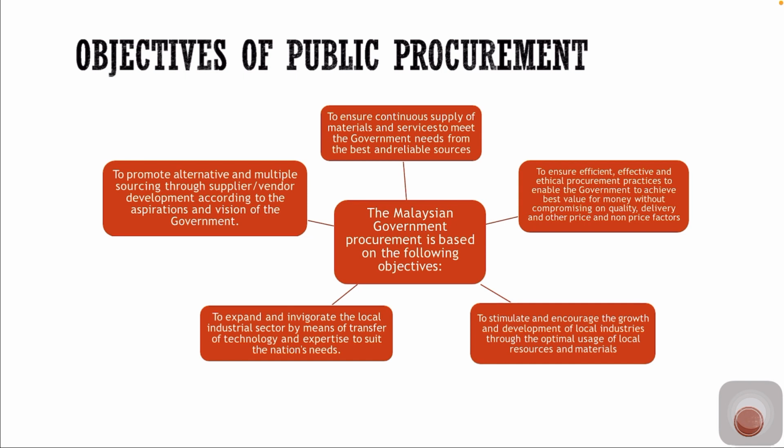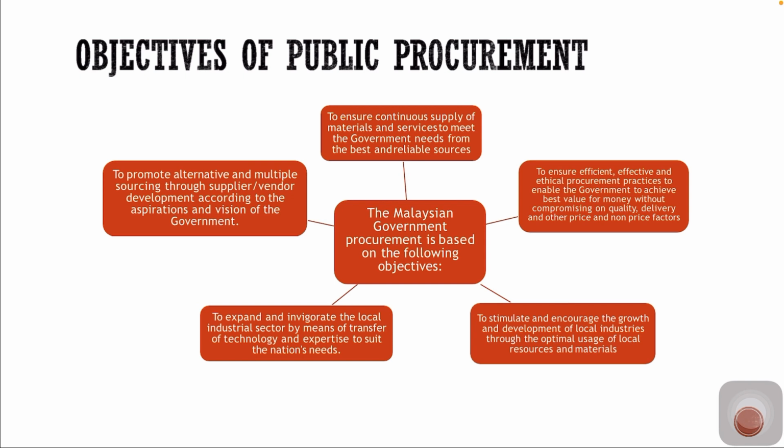Moving on, kita tengok apakah objektif of public procurement. So kita akan start dengan ikut arah jam. Kita akan start daripada pukul 12 ke atas. So first is to ensure the continuous supplies of materials and services to meet the government needs from the best and reliable resources. So kita perlu pastikan, kerajaan perlu pastikan they have the adequate supply to meet with the government needs. So kalau sesebuah kementerian tu memerlukan manpower, so they have to do something about it lah. So JPA and SPA will do something about it.